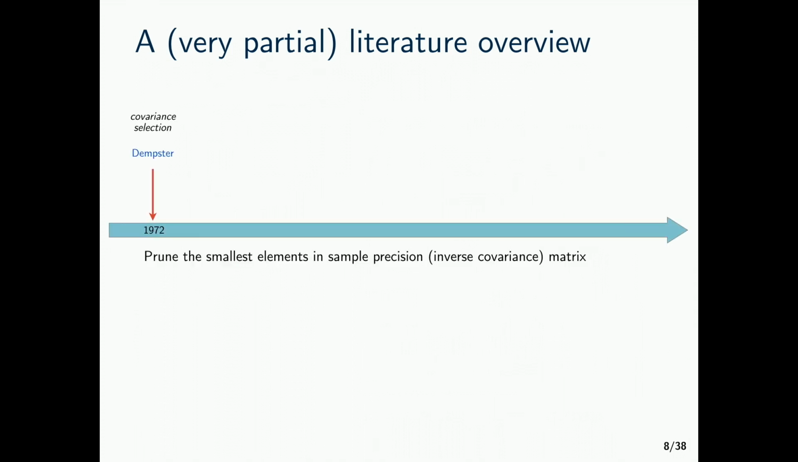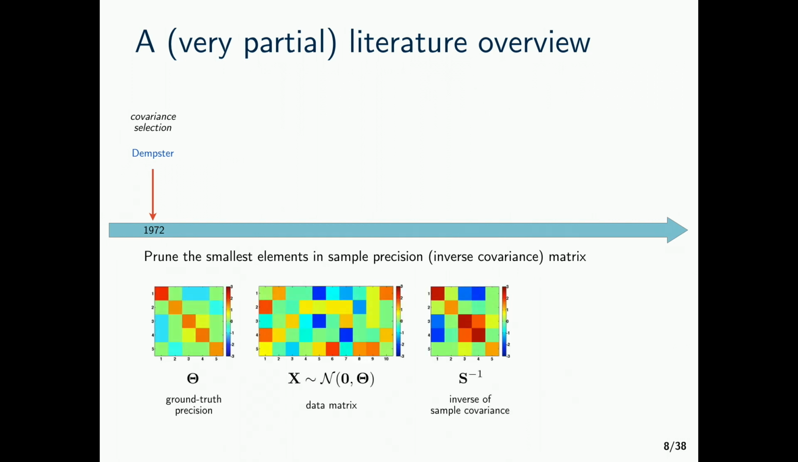So in the Gaussian case, where we wish to infer the covariance matrix or inverse covariance or precision matrix, one of the first approaches is by Dempster from 1972. The idea is very simple, which is to sequentially prune the smallest elements in a sample precision matrix. So what it means is that if we have, let's say, a ground truth precision matrix that we wish to infer, and then from that we generate our data matrix X.